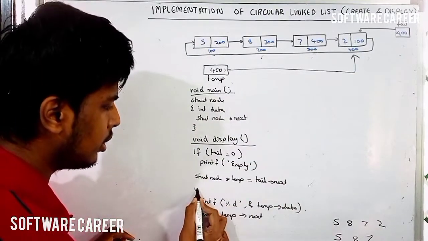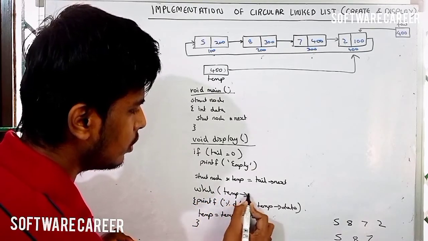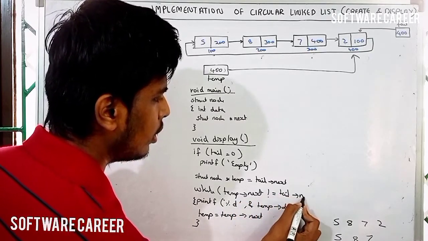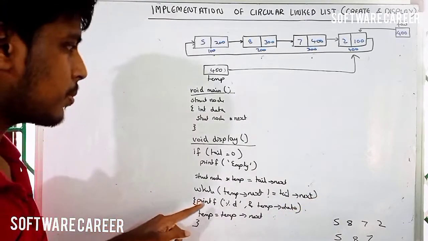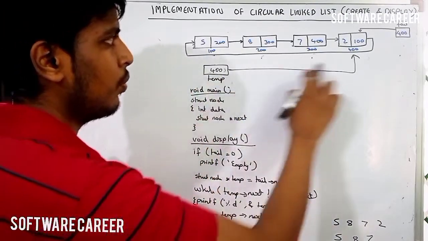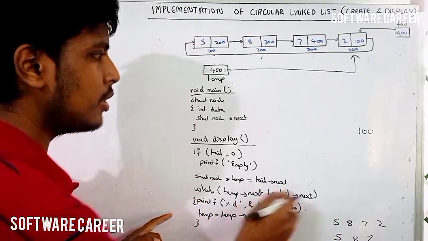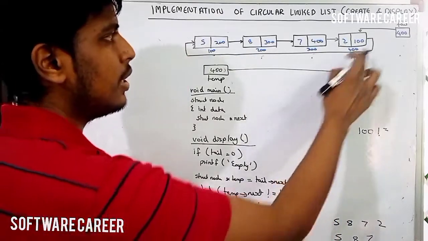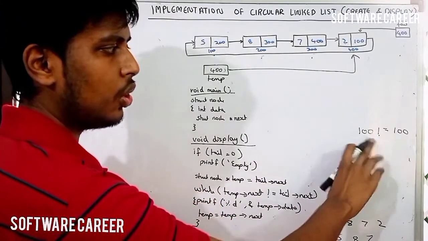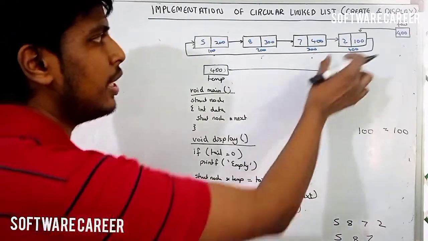That I am writing as the condition. See, while temp next not equals to tail next. Now see, in this case temp is 400. 400 next is what? 400 next is 100. So we check whether 100 is not equals to tail next. Tail is 400. 400 next is 100. See, 100 is equals to 100. It's not not-equal, it's equal to 100. So this condition goes false. So it does not print the data present here.